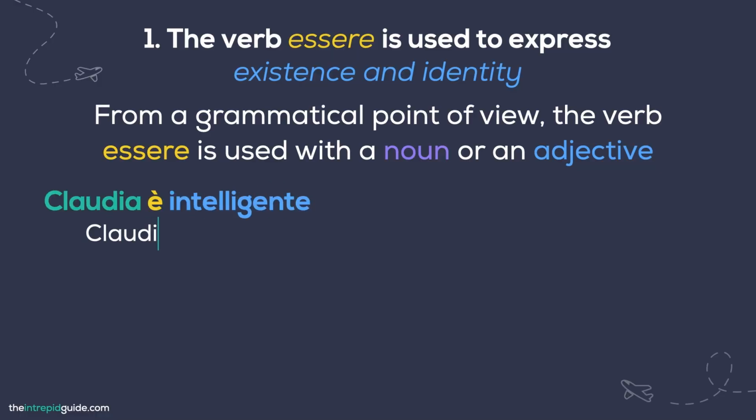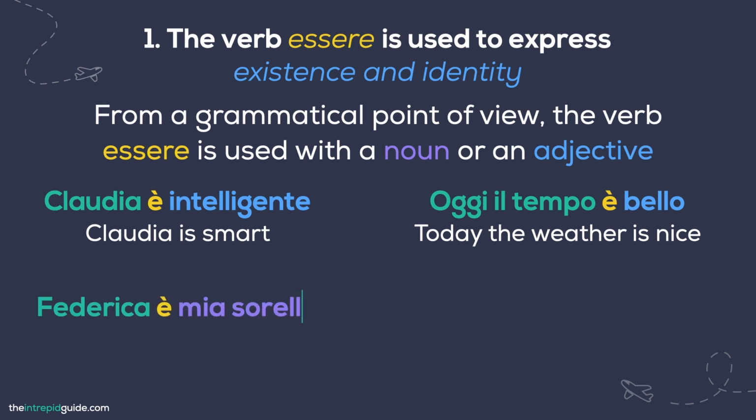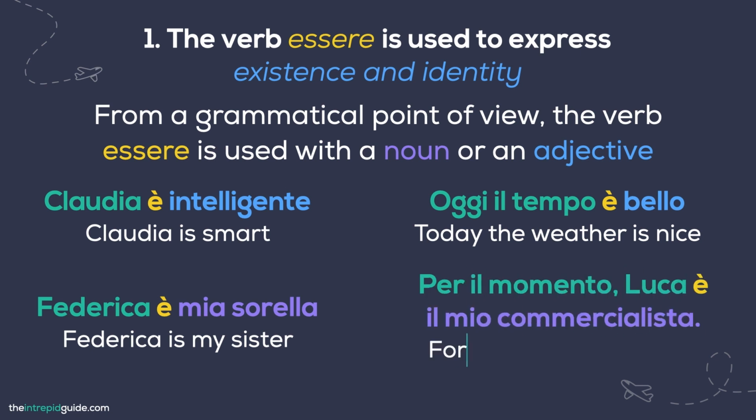Claudia è intelligente. Claudia is smart. Oggi il tempo è bello. Today the weather is nice. Federica è mia sorella. Federica is my sister. Per il momento, Luca è il mio commercialista. For the moment, Luca is my accountant. Notice how in the first and second sentences, essere is used with an adjective describing either a permanent quality, which is Claudia being a smart person, or a temporary one, the weather being nice today.